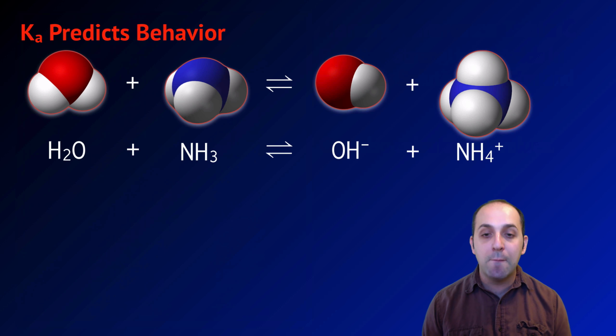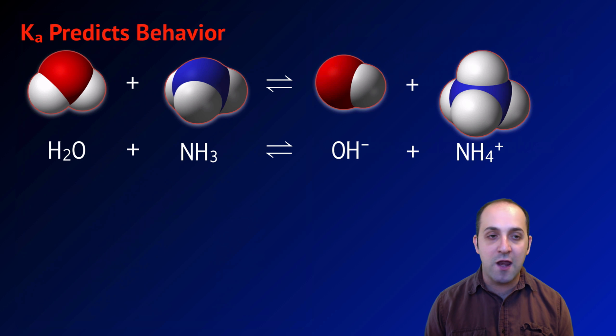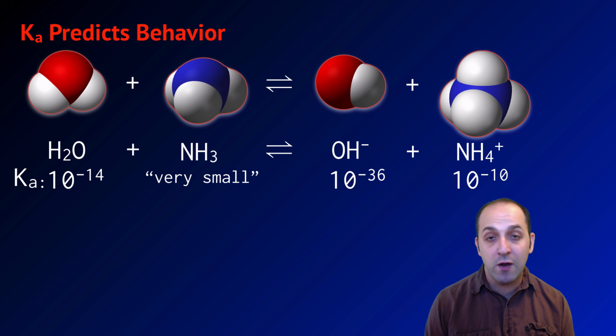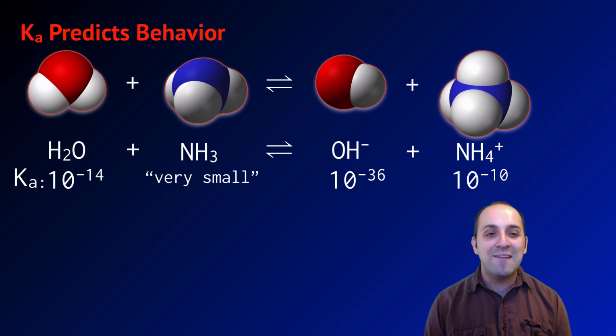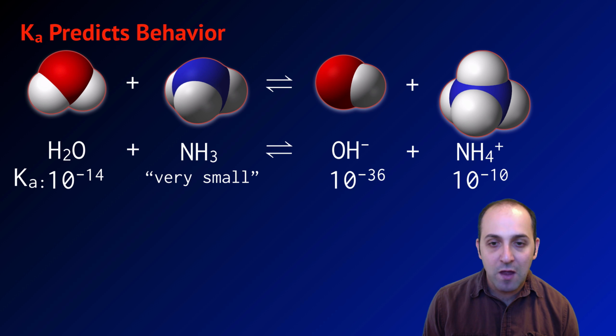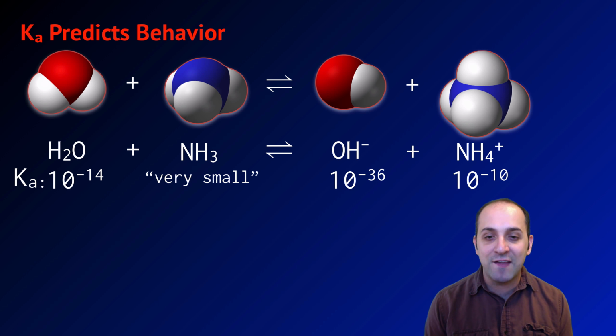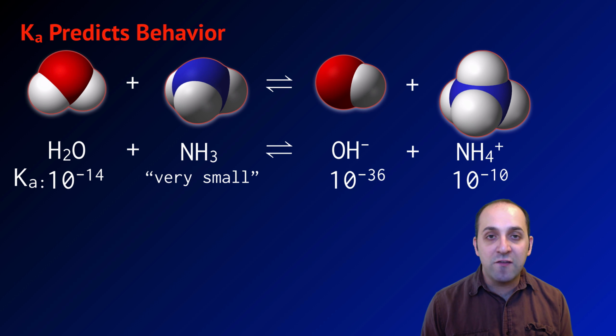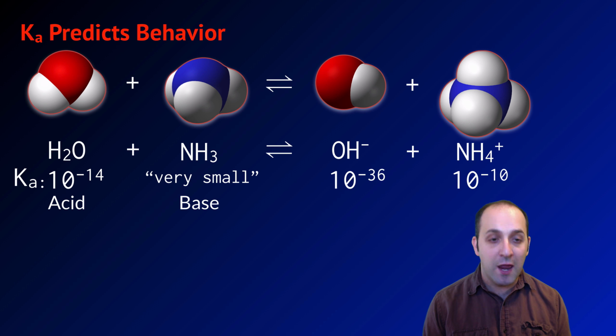If we look at water and ammonia producing a hydroxide ion and an ammonium ion, we can see that the Ka value for water is 10 to the negative 14, and the Ka value for NH3, or ammonia, is very small. That's how it's listed on Honors Reference Table C. Similarly, the Ka value for the hydroxide ion is 10 to the negative 36, and the Ka value for the ammonium ion is 10 to the negative 10. Using this, we can determine that water is going to act as an acid when it's combined with ammonia, and ammonia is going to act as a base, because water's Ka value is larger than ammonia's Ka value.